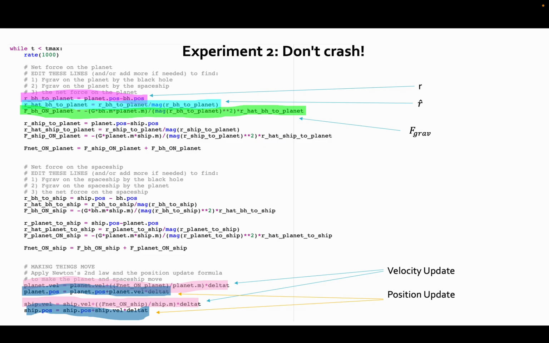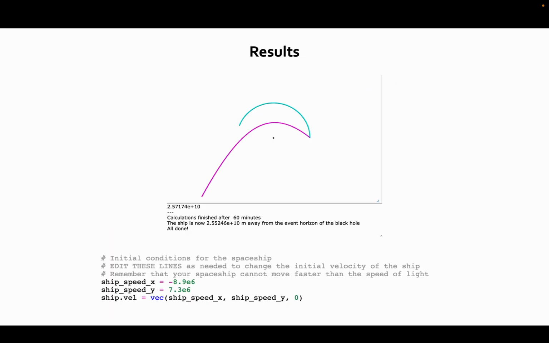For experiment 2, I started by finding R, and then finding R hat, and then using those values along with the gravitational constant and the mass of the black hole and the planet to find the force of the black hole on the planet. I used this method to find all the forces on each object. The velocities of the planet and the ship were determined using the net force on each, and then the position of the planet and ship were determined using the new velocity.